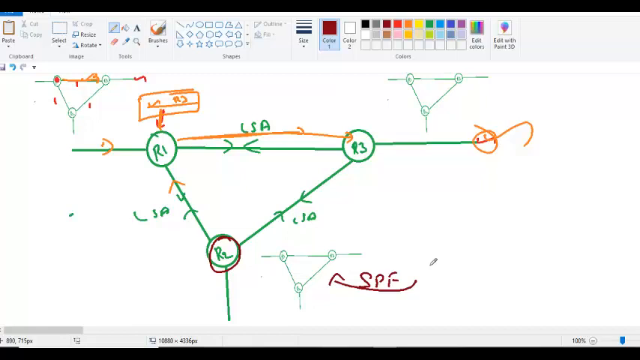OSPF is not like that. OSPF doesn't advertise the routing table. OSPF advertises the link state information. By collecting link state information, they build a link state database. On the link state database, the SPF algorithm finds the best path and puts it into the routing table. That's a big difference. Let me put it in Tamil.